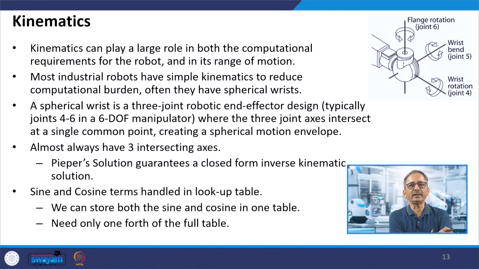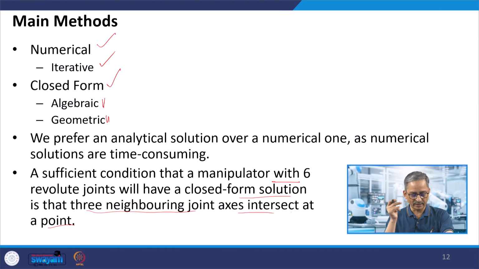Now, let us look at the kinematics. Kinematics can play a large role in both the computational requirement for the robot and its range of motion. Most industrial robots have simple kinematics to reduce the computational burden, because we want to go for online control also, so we do not want the computation itself to take a lot of time. Often these have a spherical wrist, and as I said, if the three axes intersect, we are going to have the closed form solution, as we have seen.